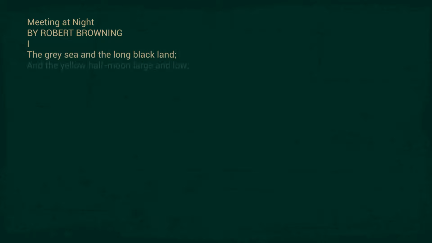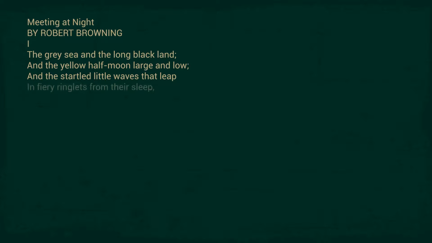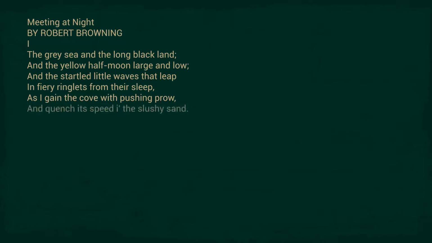So let's look at imagery as it functions in an actual awesome poem. This is Meeting at Night by Robert Browning. There's a lot of things going on in this poem, but a lot of it has to do with the imagery. The gray sea and the long black land and the yellow half-moon large and low, and the startled little waves that leaped in fiery ringlets from their sleep, as I gain the cove with pushing prow and quench its speed in the slushy sand.